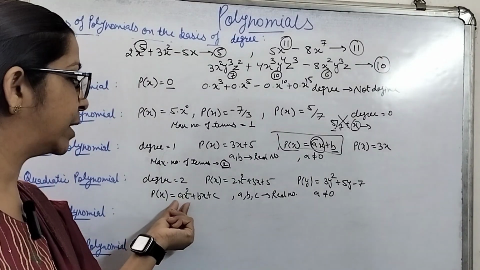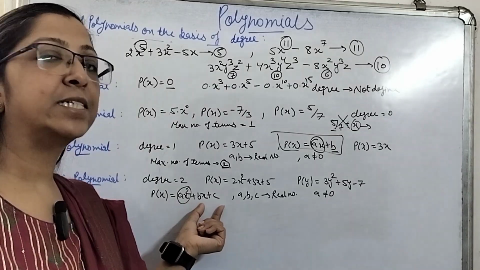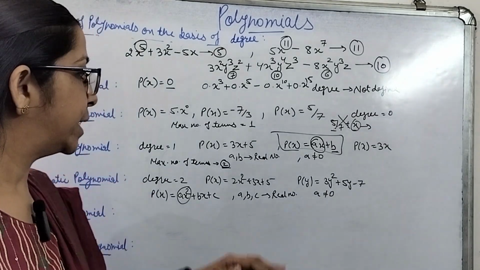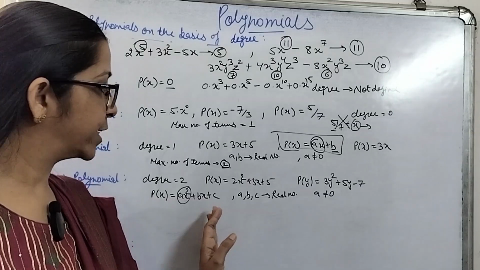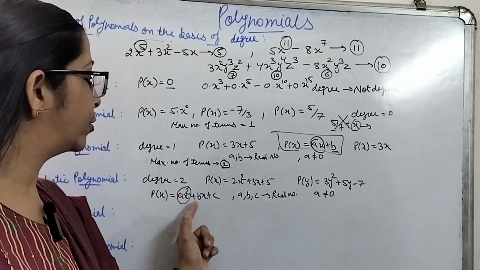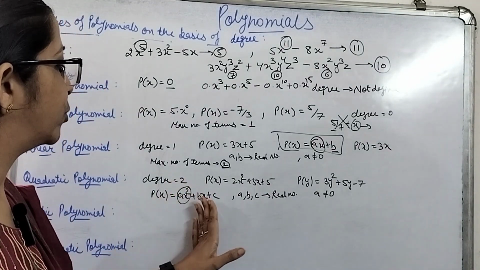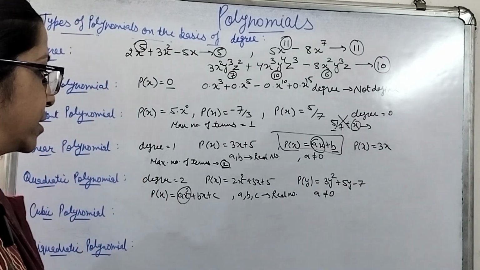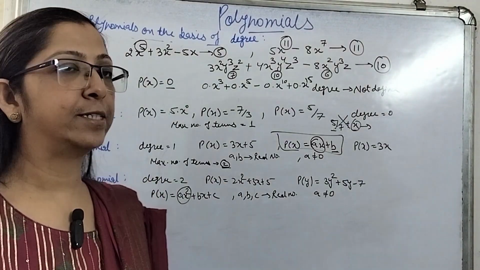Because if a becomes 0, this term will become 0. And if this term becomes 0, in that case, it will not be a quadratic polynomial. It will become a linear polynomial. That's the reason the standard form of the quadratic polynomial is p(x) = ax square plus bx plus c, where a, b, c are any real numbers and a cannot be 0. Coefficient of x square cannot be 0, because if it turns to 0, it won't be a quadratic polynomial. Its degree will not be 2 in that case. So if the degree is 2, these types of polynomials are known as quadratic polynomials.